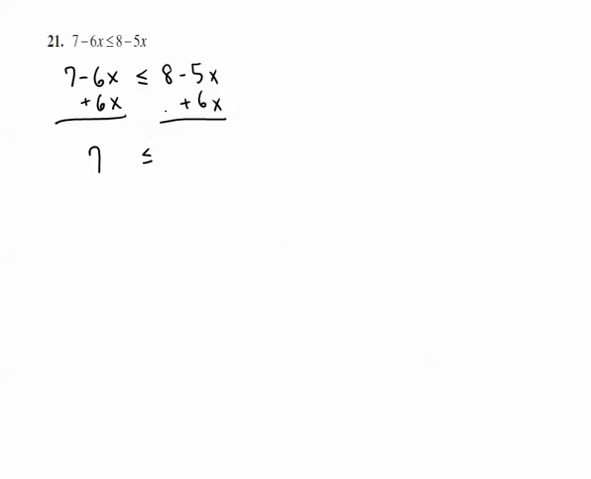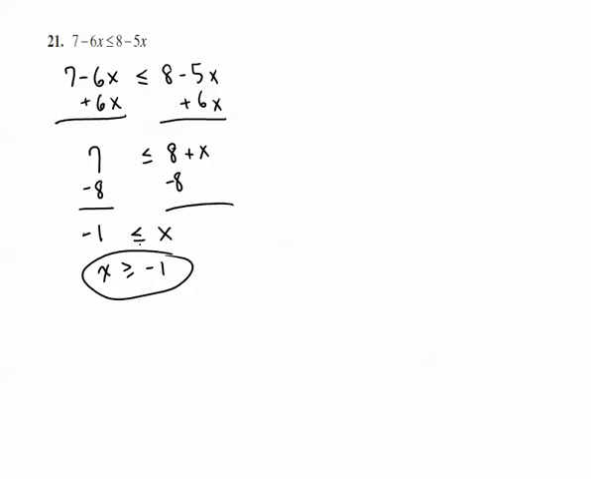So we have 7 is less than or equal to 8 plus x. If I was to subtract 8 from both sides, I get negative 1 less than or equal to x, and we would write it with the x on the left. X is greater than or equal to negative 1. So that's 21.